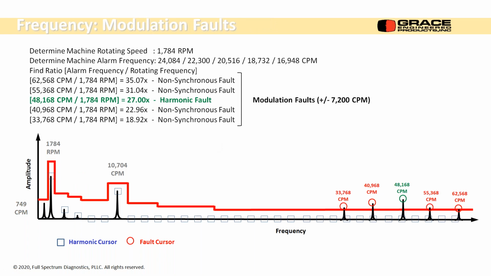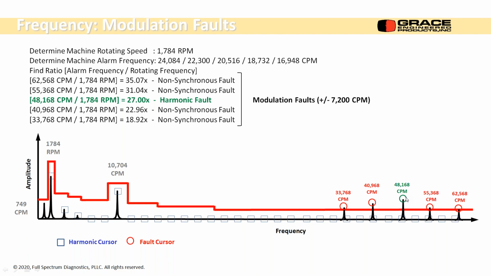Modulation events, I think I did a different example last time, but a modulation event is a series of peaks that are equally spaced. So there's a center frequency, which I have in green. If I divide that by running speed, I get 27 times. So 27 of something. This was on a motor, so it's probably 27 rotor bars in the motor, a whole number.